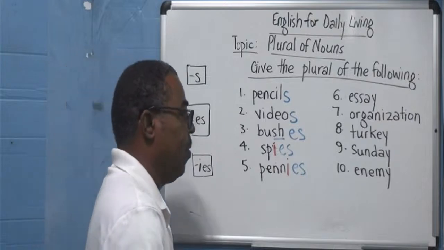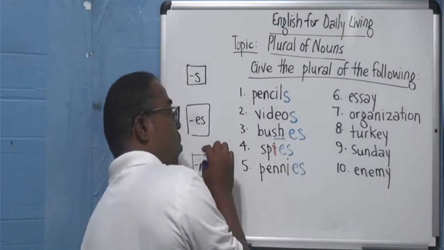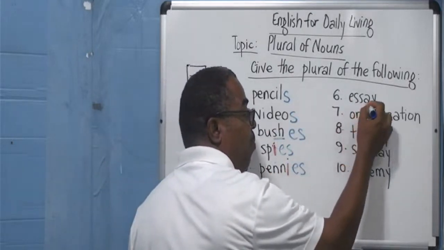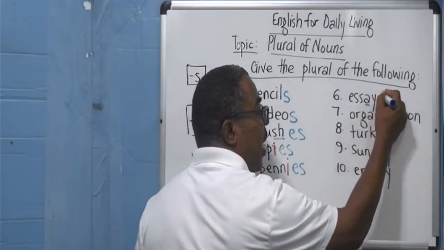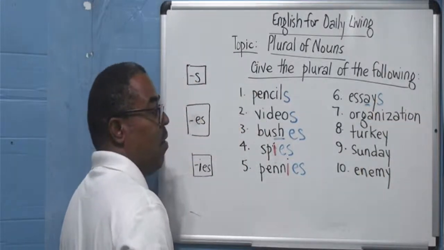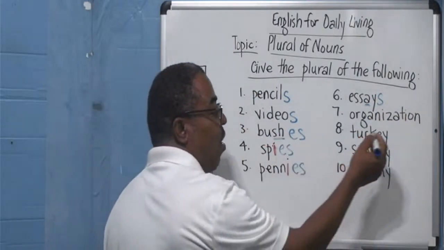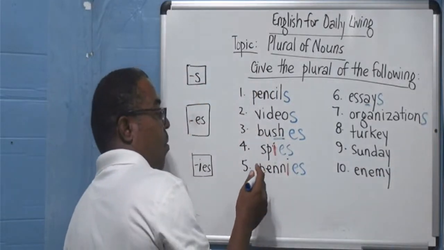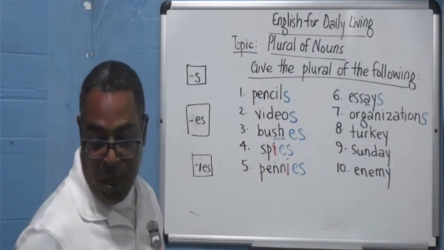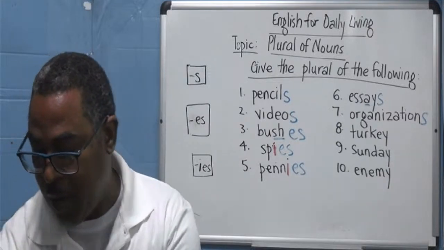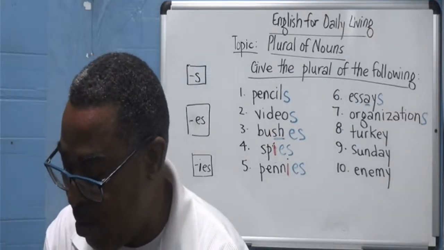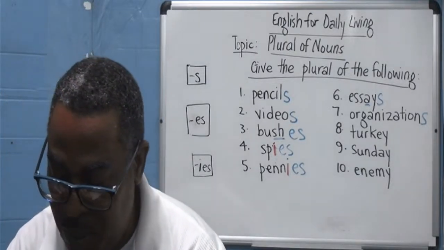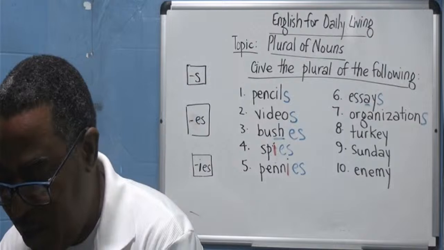Essay, easy in this category where it ends in Y, but there's a vowel preceding the Y, so we just go ahead and add S. Essays. Organization is in the first category. Organizations. Turkey. All right. So we have Turkey. What's the situation with Turkey now again? Turkey, it has a vowel before it, right? Does it? But the thing with Turkey, let me just clarify that quickly.